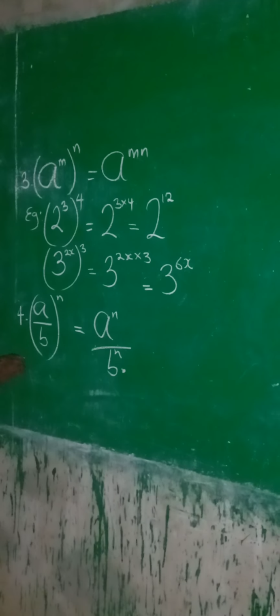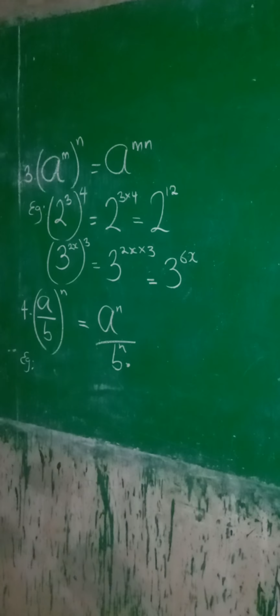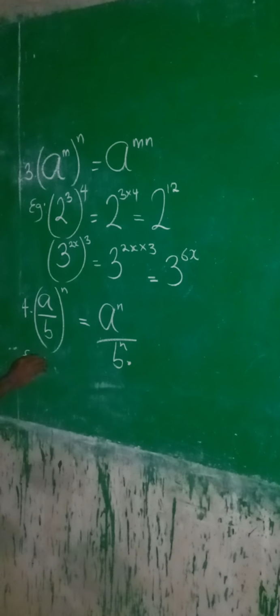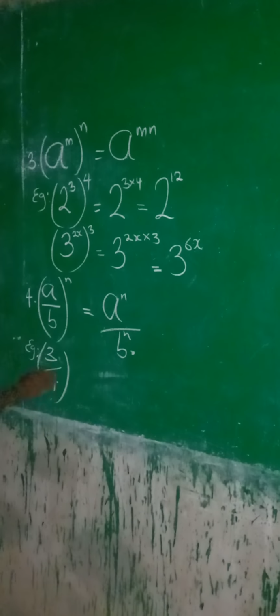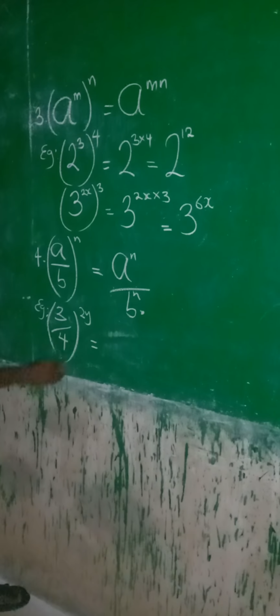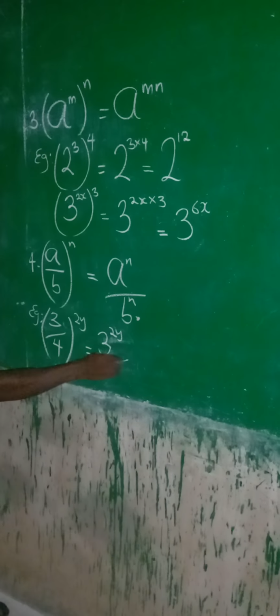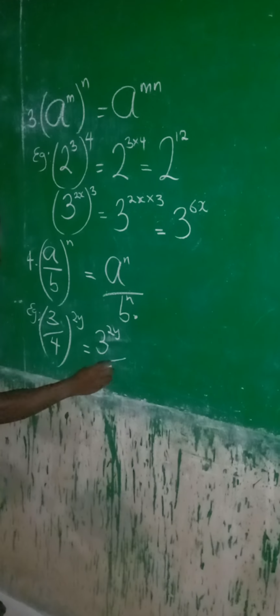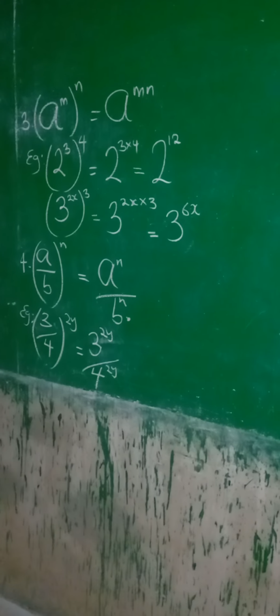Let's look at this example. Let's say we have something like (3 over 4) to the exponent 2y. Then it is going to give you 3^(2y) over 4^(2y). This is what you are going to get.